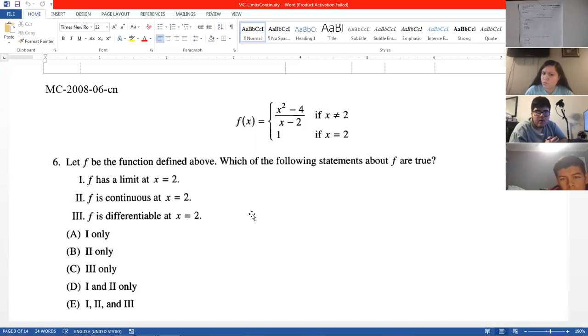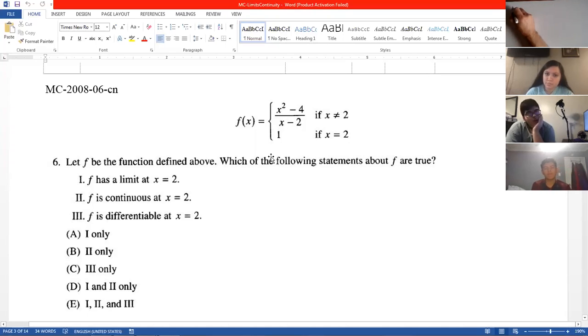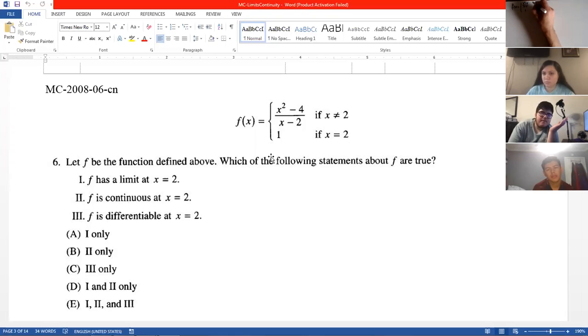Okay, vamos a ver. Let's go back to the algebra again. Let me just put this one right here. Let's just write it down. F of x equals x squared minus 4 over x minus 2. Oh wait, no, it is true. One is true, two is not.